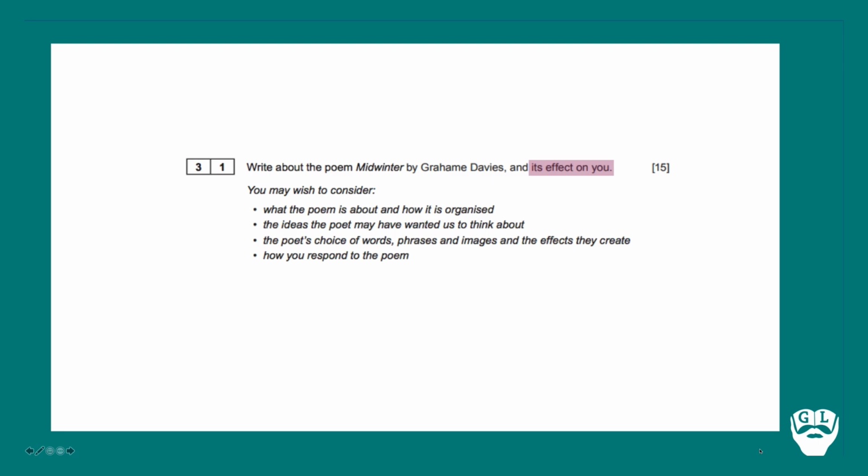You may wish to consider such things as what the poem is about and how it is organised, the ideas the poet may have wanted us to think about, the poet's choice of words, phrases and images and the effects they create, and how you respond to the poem. So what are your thoughts? What are your opinions as the poem progresses and changes? They give you a really wide range of ideas they'd like you to look at there. So I'm going to show you how I would plan for such a question as this.